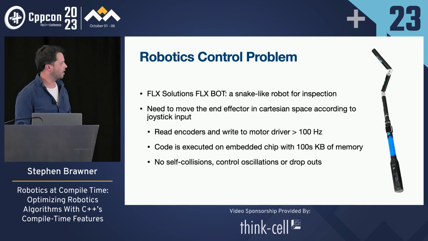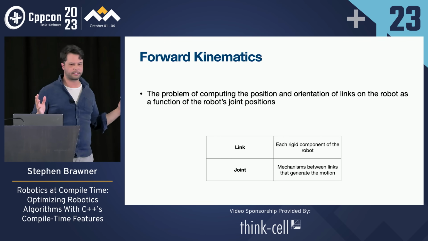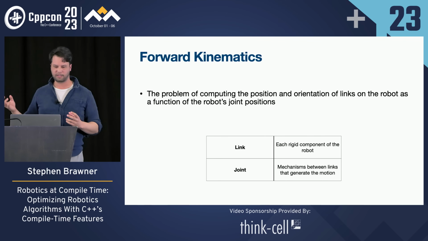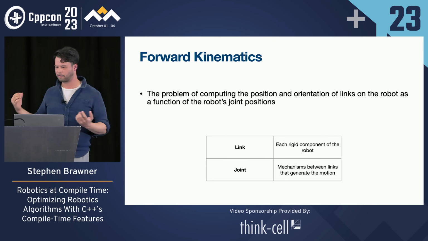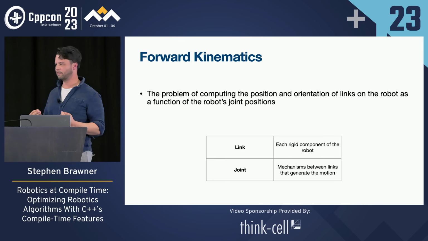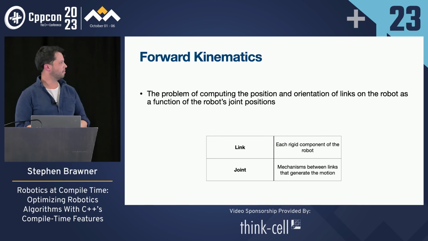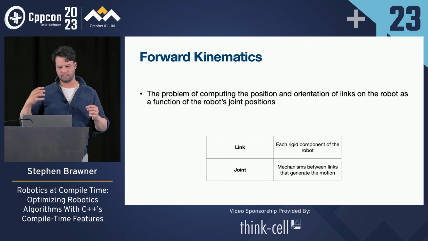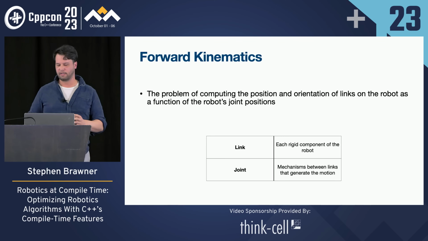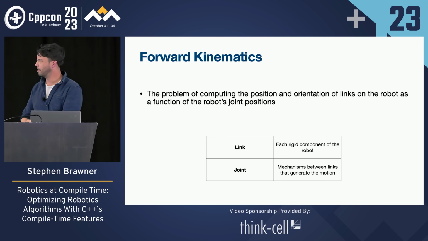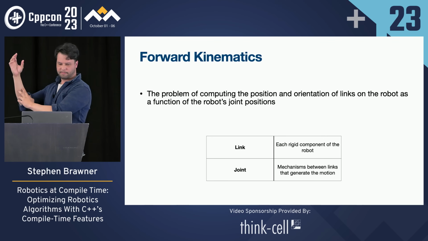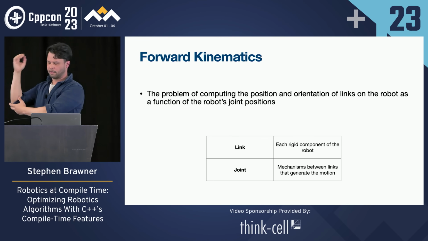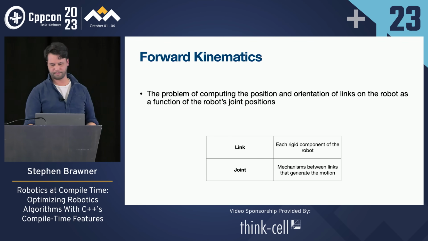So the algorithm I'll talk about first is forward kinematics. This is the problem of computing the position and orientation of each link on a robot as a function of the robot's joint positions. A link is each rigid component of a robot. A joint is the mechanism between links that generates the motion. In other terms, like the bones of your arm and your elbow, the link would be the arm and the joint would be the elbow.